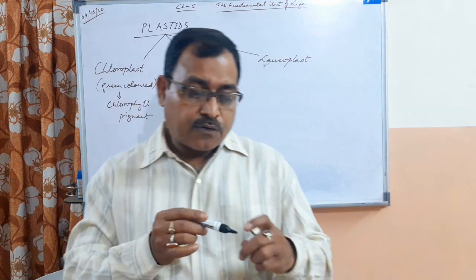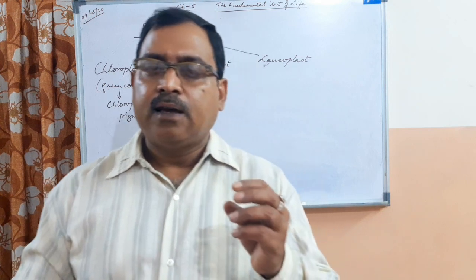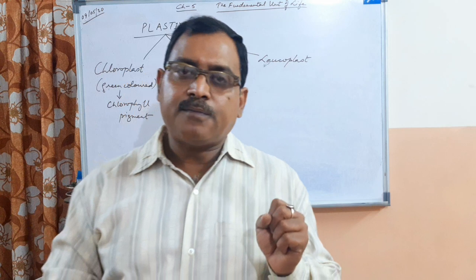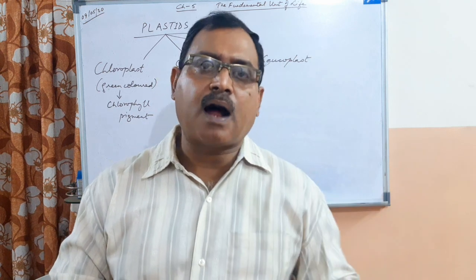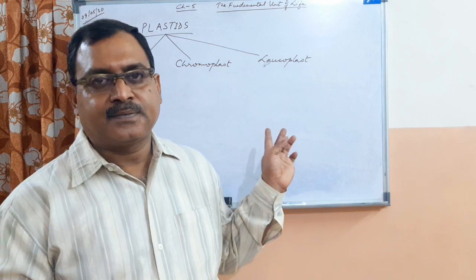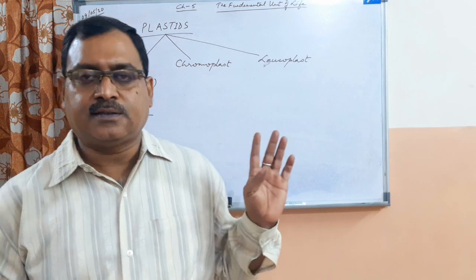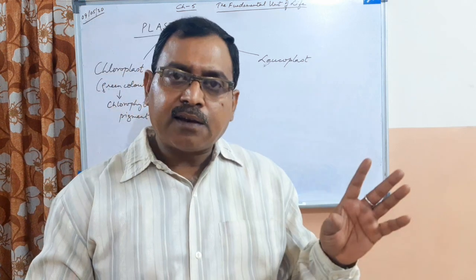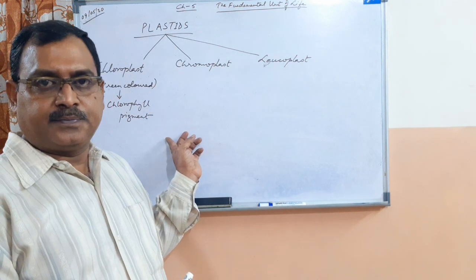You know what is the use of chlorophyll pigment? Chlorophyll helps in photosynthesis. It helps in absorbing the solar energy and converting it into chemical energy. So the green color which you see in any part of a plant, that is because of chloroplast. Right? It is mainly involved in photosynthesis. It is green in color because of the presence of chlorophyll pigment.